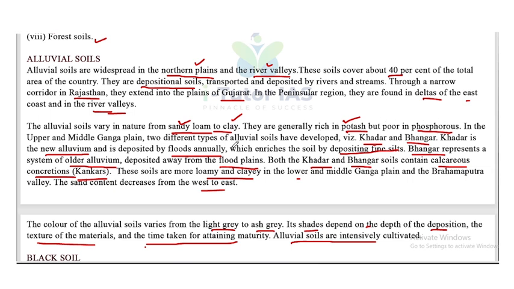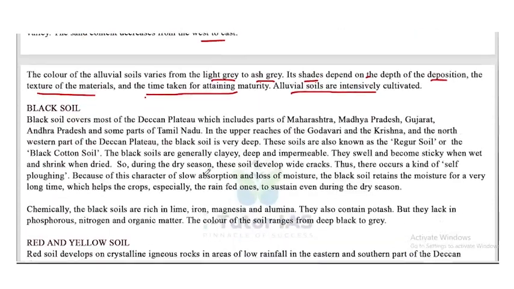In the upper and middle Ganga plain, two types of alluvial soils are found, that is Khadar and Bangar. Khadar is the new alluvium and Bangar is the older alluvium. Khadar is deposited by floods annually, which enriches the soil by depositing fine silt, but Bangar is deposited away from the floodplains. Okay. Now the next one is black soil.